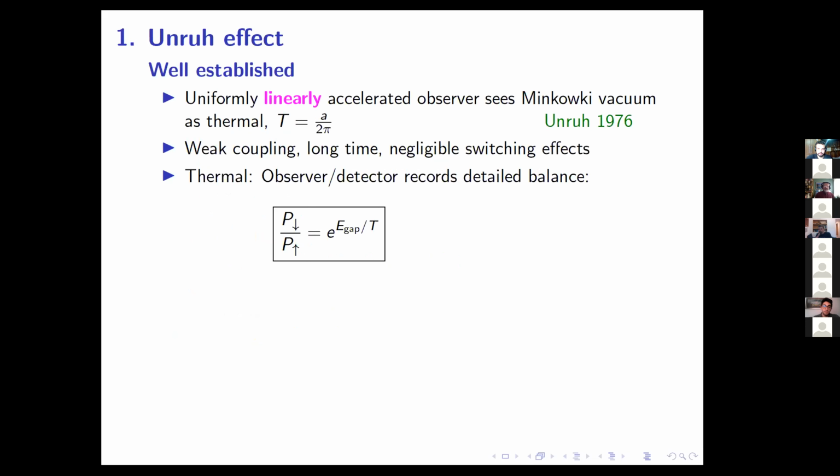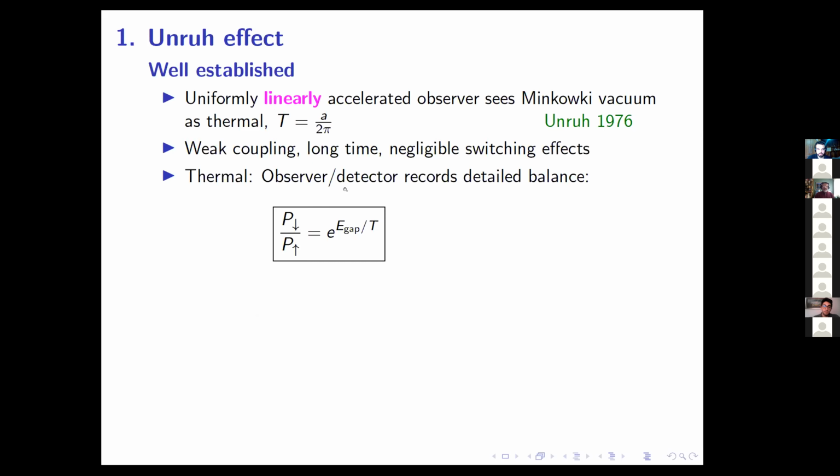Right, so the Unruh effect is well-established physics, going back to the 1970s. The basic observation is that if you do relativistic quantum field theory in Minkowski space, you put the field in its usual Minkowski vacuum, no particle state, and you linearly accelerate there, then you perceive the vacuum state in a certain sense as if it was a thermal state at a temperature proportional to the acceleration.